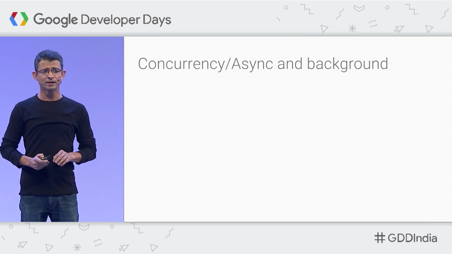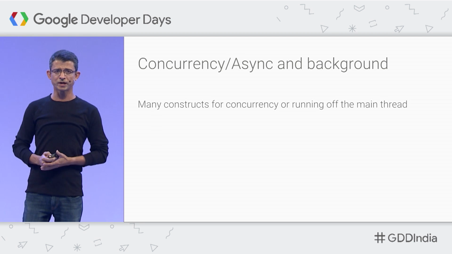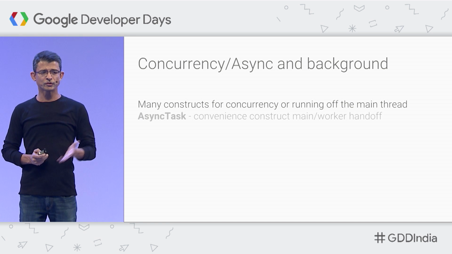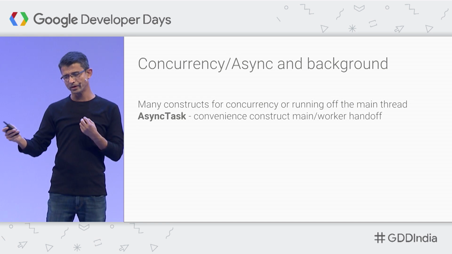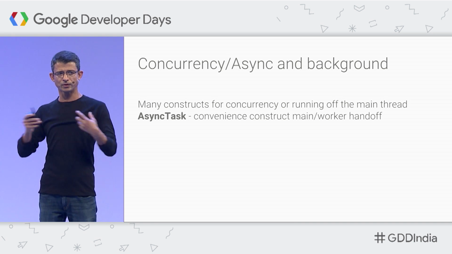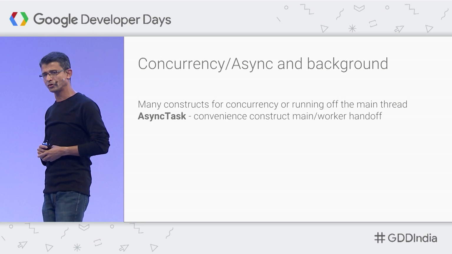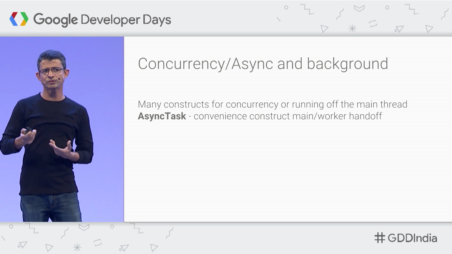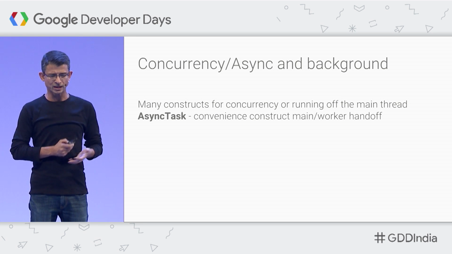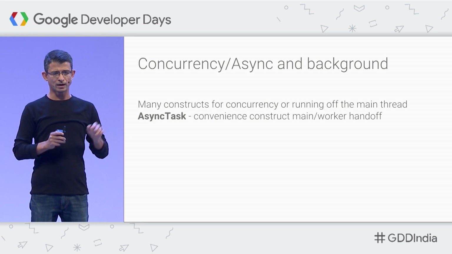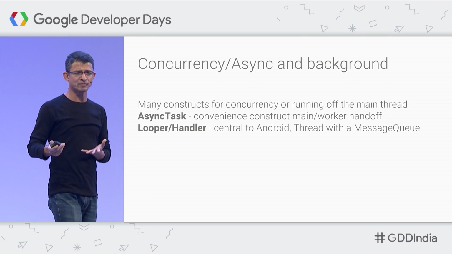All right, with that, there are different concurrency and async constructs provided by the framework. Of course, there is the well-known AsyncTask, which is a convenient way of moving the processing from the main thread to a worker thread and back and forth. There are some issues with AsyncTask. I'm not going to go into too much detail about them. Most of the issues are the way people use it. It leads to either memory leaks or some other issues. But that's aside. There is also a Looper-Handler mechanism in Android.